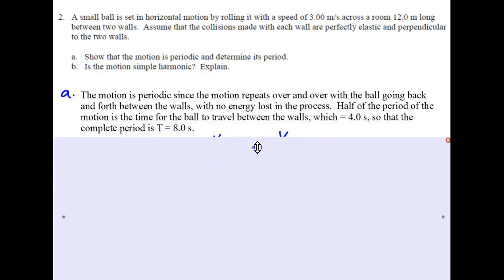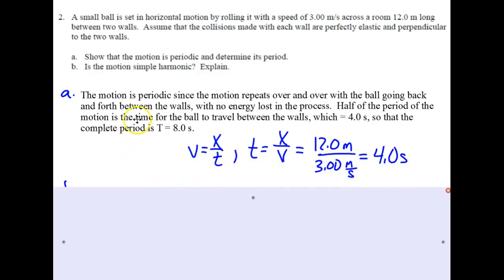Well, in the case of A, the motion is periodic since the motion repeats over and over, with the ball going back and forth between the walls with no energy lost in the process. Half of the period of the motion is the time for the ball to travel between the walls, since a period is starting at one end and returning to that same spot. So if this side represents one wall, the ball travels across, hits, and comes back. That's one complete period, one cycle or oscillation, however you want to look at it.